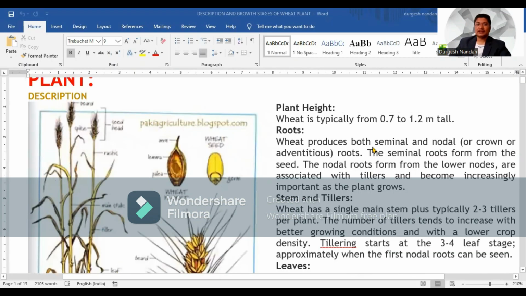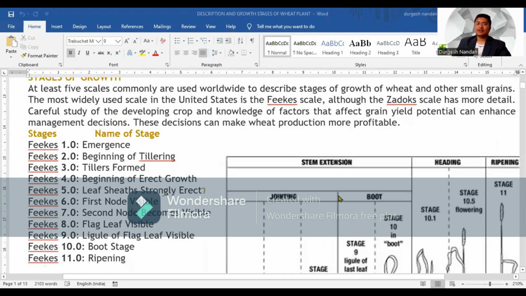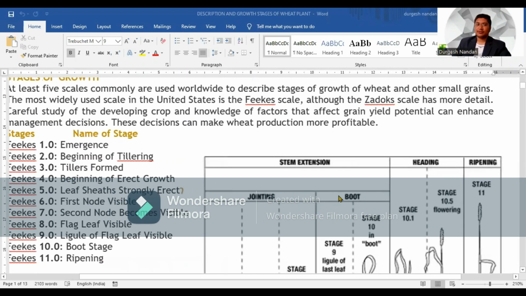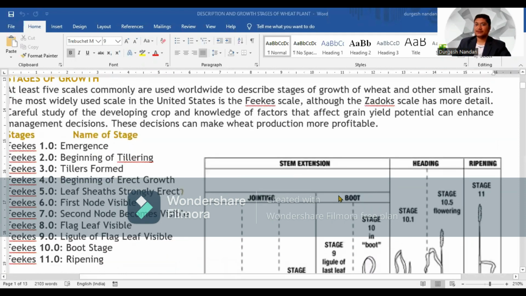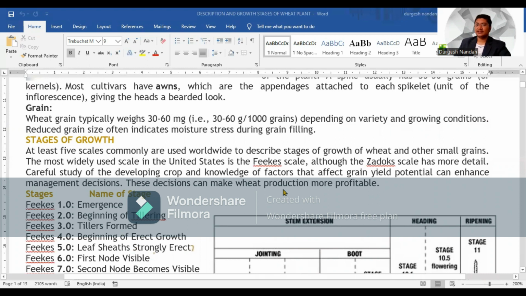So here we have seen all parts of the plant, meaning the morphology: plant height, roots, stem and tillers, leaves, spike, and grain. Now the stages of growth. At least 5 scales are commonly used worldwide to describe the stages of growth of wheat and other small grains. The most widely used scale in the United States is the Feekes scale, to measure the growth of this plant, although the Zadoks scale has more detail. Carefully studying the developing crop and knowing the factors that affect grain yield potential can enhance management, and these decisions can make wheat production more profitable.